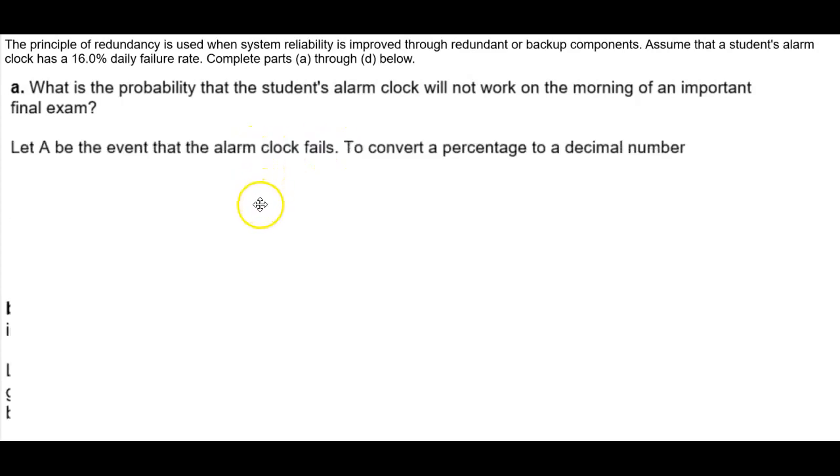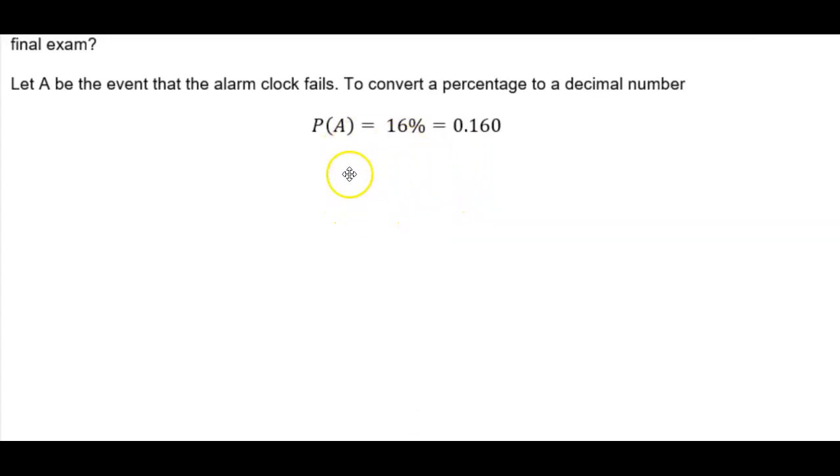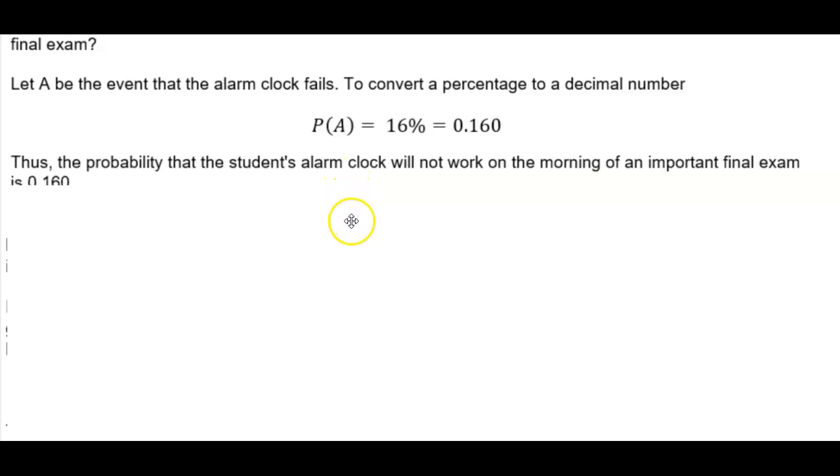We're going to let A be the event that the alarm clock fails. So to convert a percentage to a decimal, we would say that the probability of event A is equal to 16%, which is 0.160. Thus, the probability that the student's alarm clock will not work on the morning of an important final exam is 0.160.